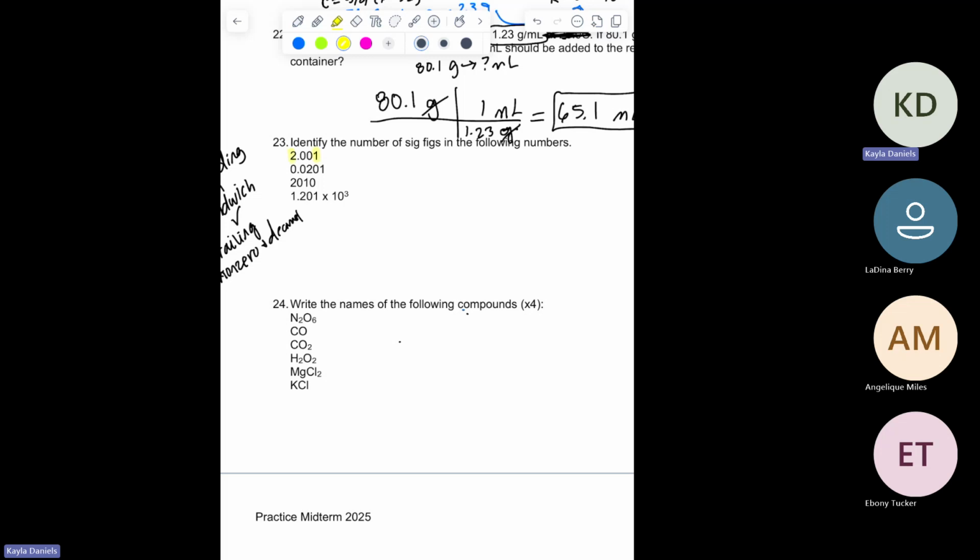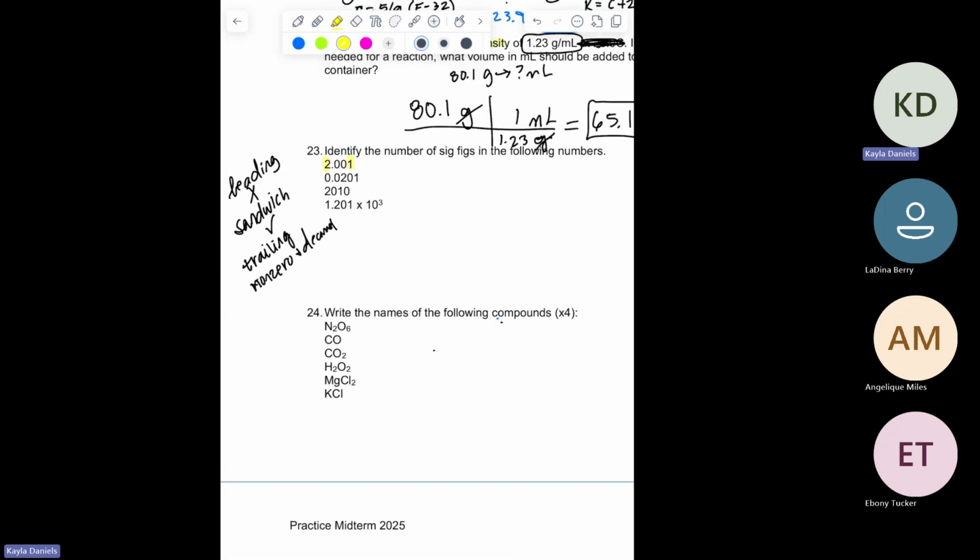2.001. So of course the 2 and the 1 are going to count because they're non-zero digits. And then our zeros here are sandwich zeros, so they're going to count. So that leaves us with 4 sig figs since all of them count. For the next one, the 2 and the 1 are going to count. This 0 here that I just highlighted is a sandwich 0, so it's going to count. But those first 2 are leading zeros, and they're not going to count. So we have 3 sig figs here.